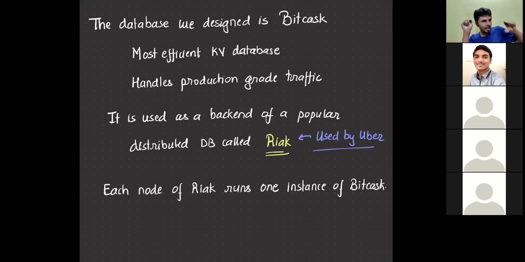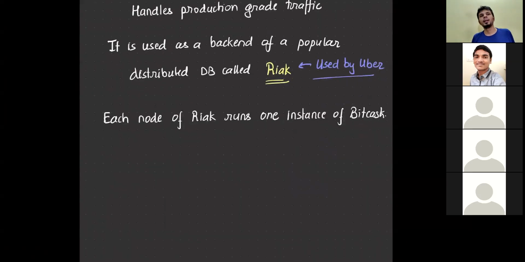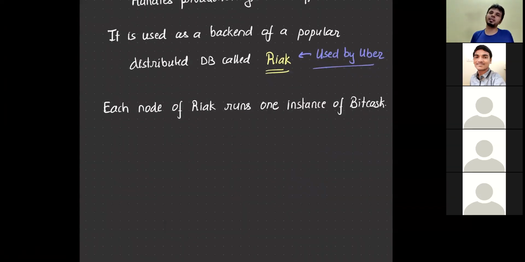All the keys of that one instance of Riak are stored in memory, and then you have multiple such instances out there. And this is what Uber uses to run their main primary driver or ride platform. As they mentioned in their blog post, they're using Riak backed by Bitcask. So each node of Riak runs one instance of Bitcask.